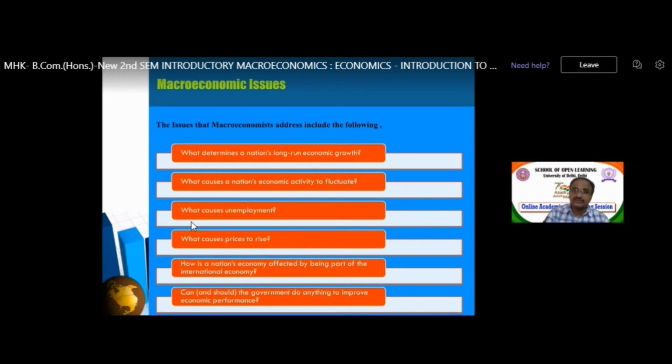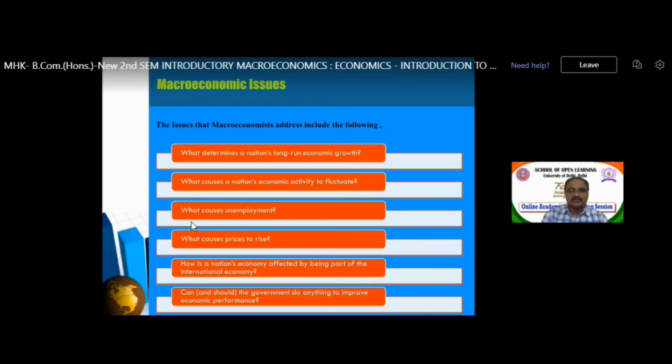The third issue which we address as macroeconomists, and the most important problem we face, is unemployment. What is the unemployment rate? How can you calculate and measure it? How can you reduce this unemployment? What policies do we require to reduce unemployment? What are the causes of unemployment which we have to learn? So this is also a basic macroeconomic issue, right?